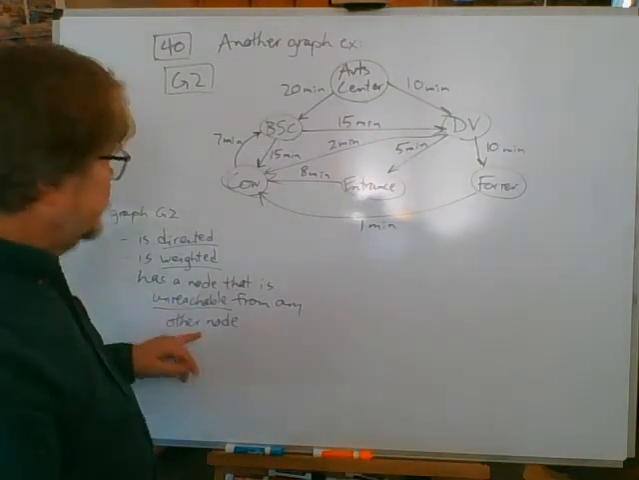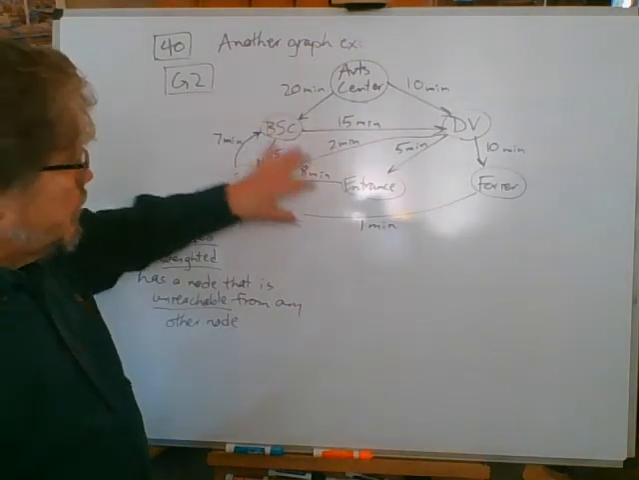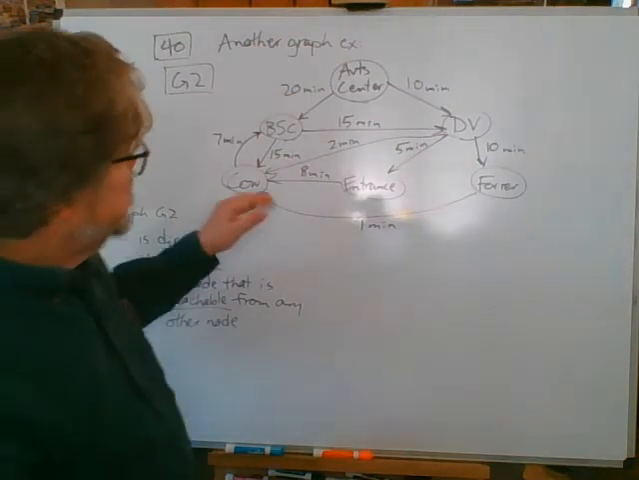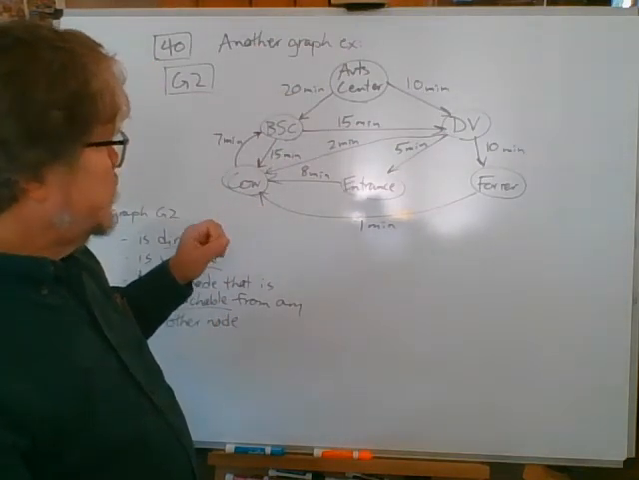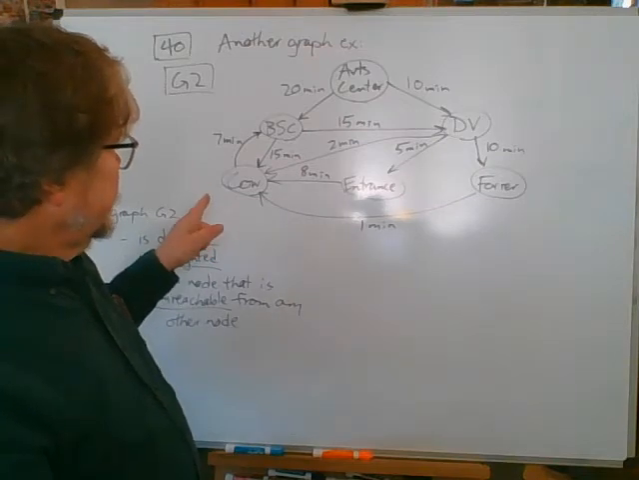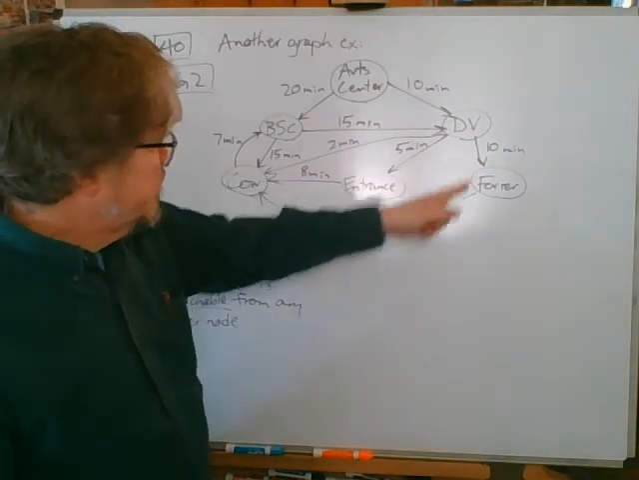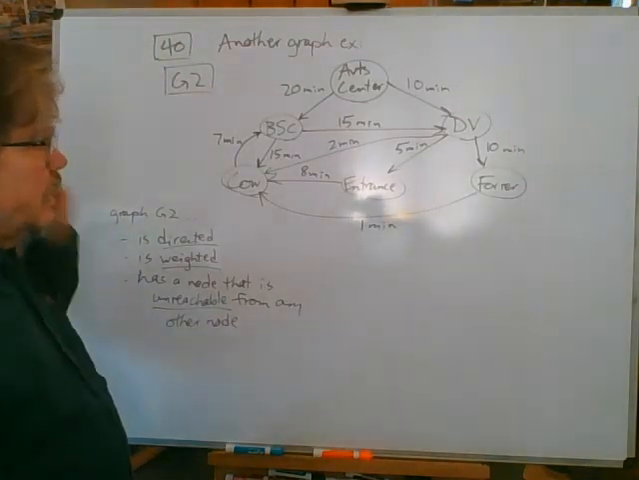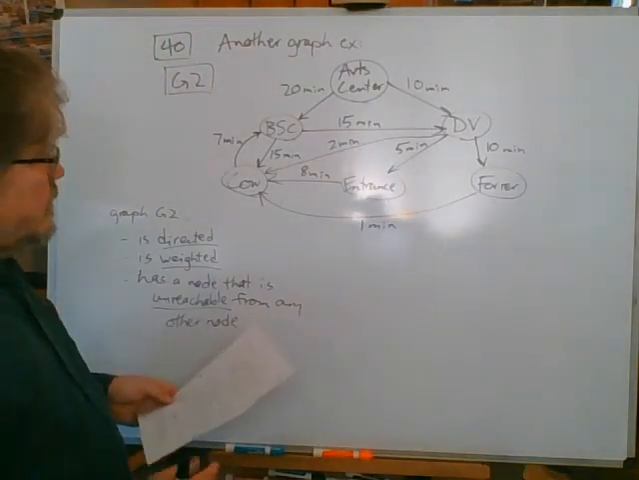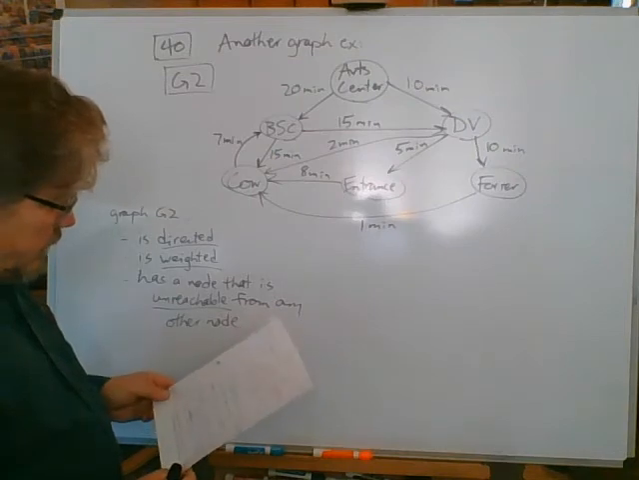Now, it could be, this one's universally unreachable by any of the other nodes. It could be that there are, let me see, is there any other node that's not reachable from some other node? I think all the others, looks like there's a cycle that goes around here. Any of the others, I could start there and then get to any of the others. So that's not a good example for unreachability in general.